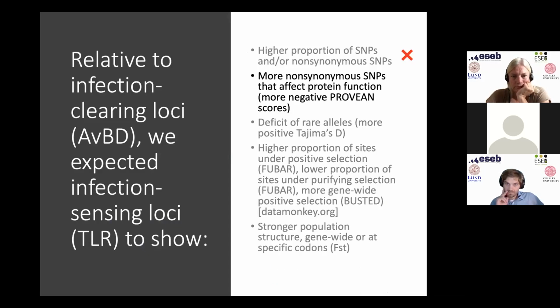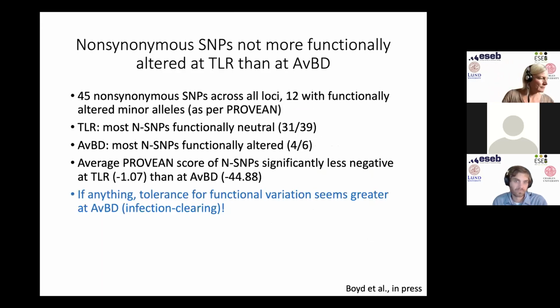So we thought, well, what about functional variation? Perhaps the toll-like receptors aren't harboring more non-synonymous SNPs, but the variation they do harbor could have more profound effects on protein function. Now, we measured this with a program called Provean. The upshot is that we don't see more functional alterations at toll-like receptors than at AvBD. If anything, it seems to be the reverse.